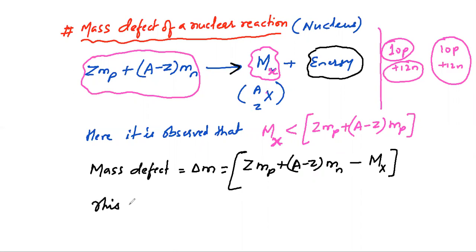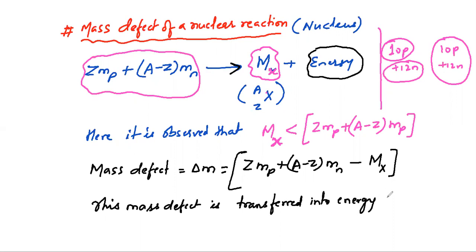So this mass defect is transferred into energy. Try to understand this, this is transferred into energy during the nuclear reaction. Okay, it's a very, very important point. I'm sure all of you are able to understand.